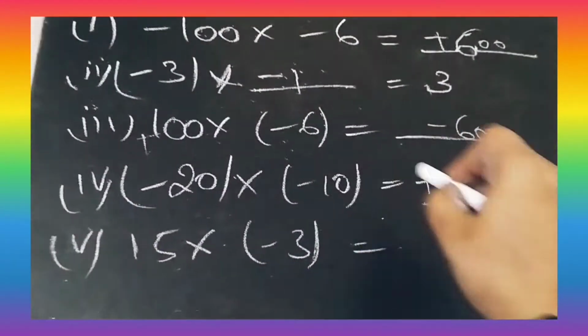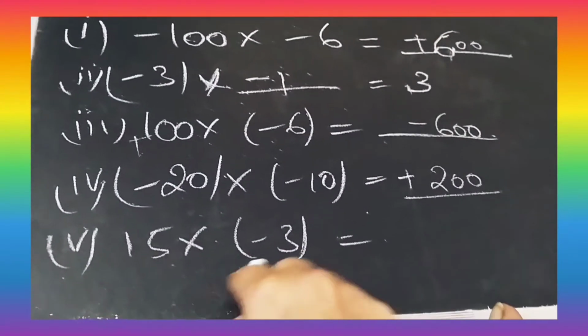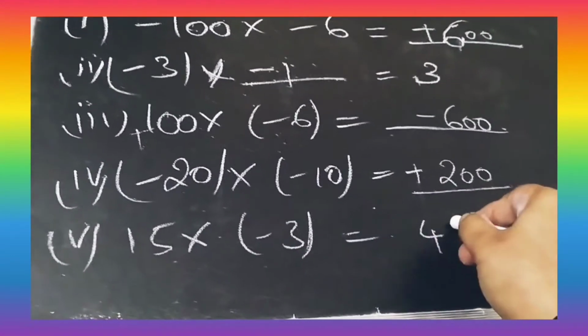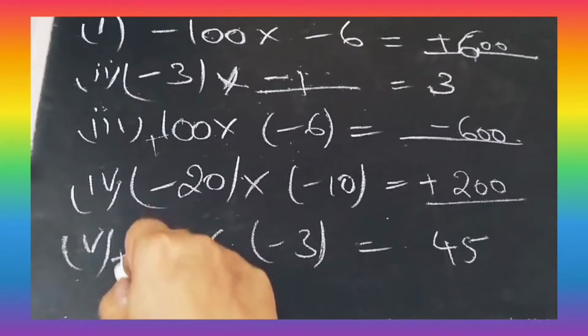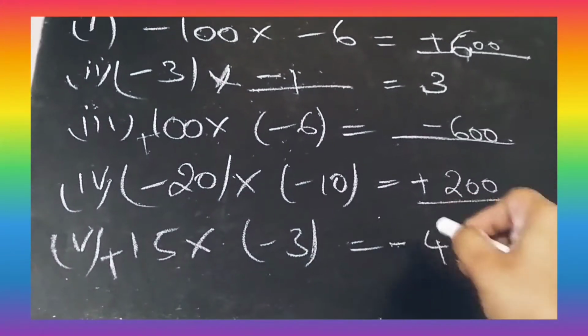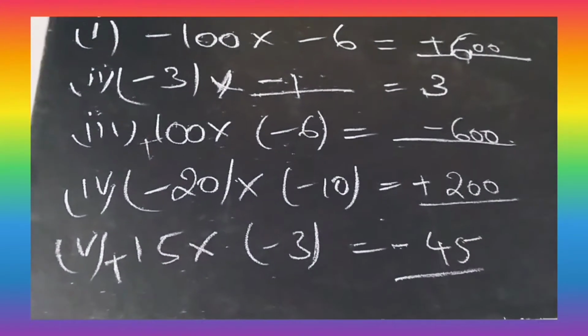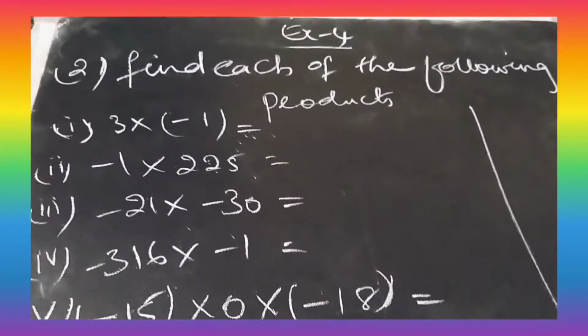It is plus 200. What is 15 threes? It is very simple. It is 45. Here plus is there, plus into minus is minus. It is minus 45.